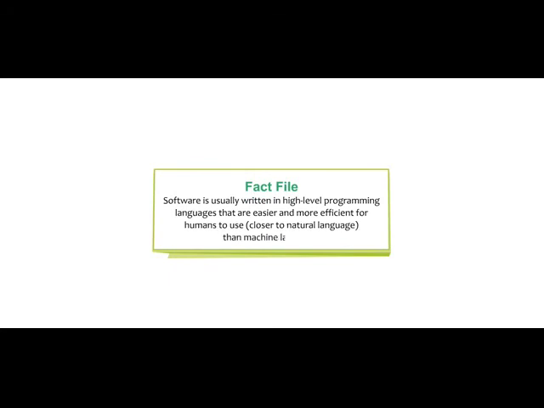Students, let's know more. Software is usually written in high-level programming languages that are easier and more efficient for humans to use, closer to natural language than machine language. High-level languages are compiled or interpreted into the machine language object code.